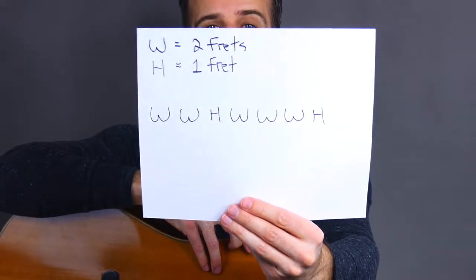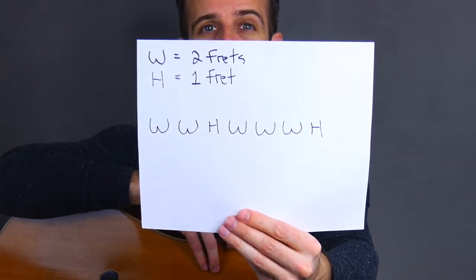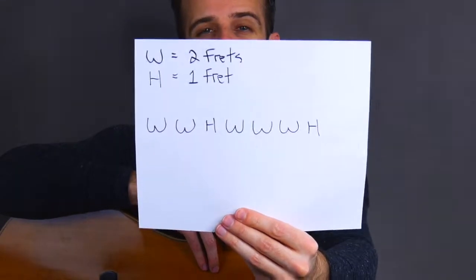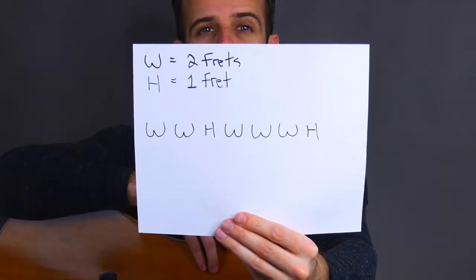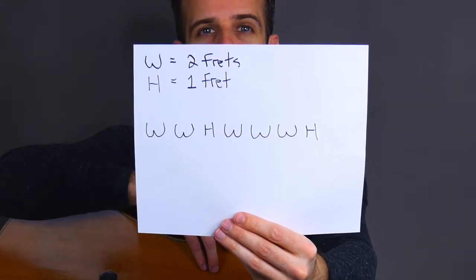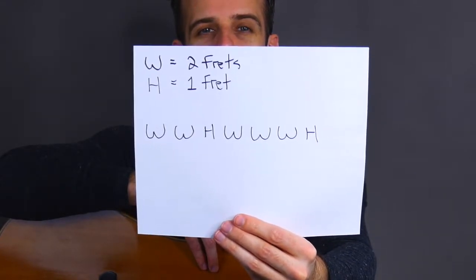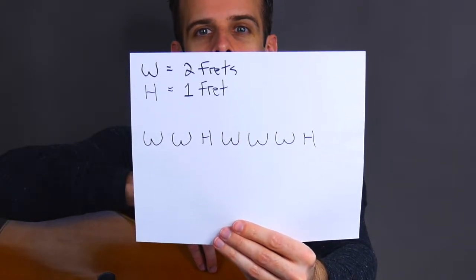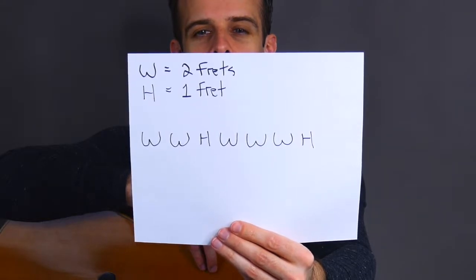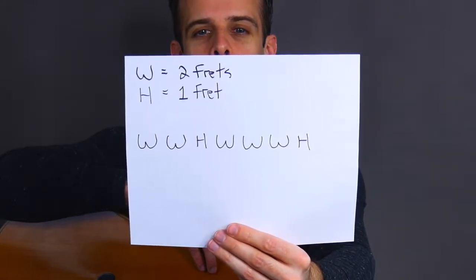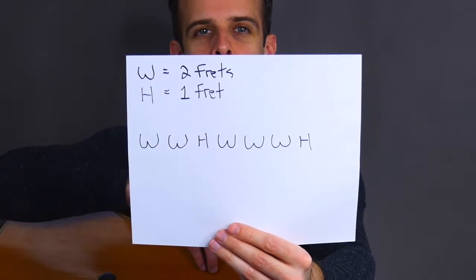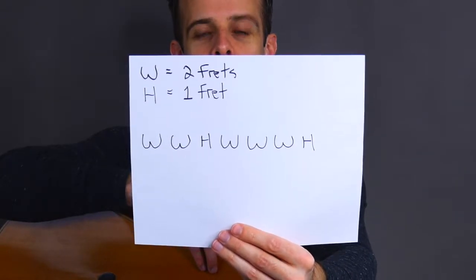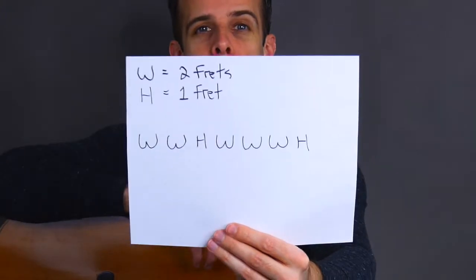All right, let's take a look at this piece of paper here. All we have to do is remember this pattern and you'll be able to play any major scale in any key. So here it is. Whole step, half step, whole step, whole step, whole step, half step. So again, we want to remember whole step equals 2 frets, half step equals 1 fret. All right, so that is the pattern that you're going to want to memorize.